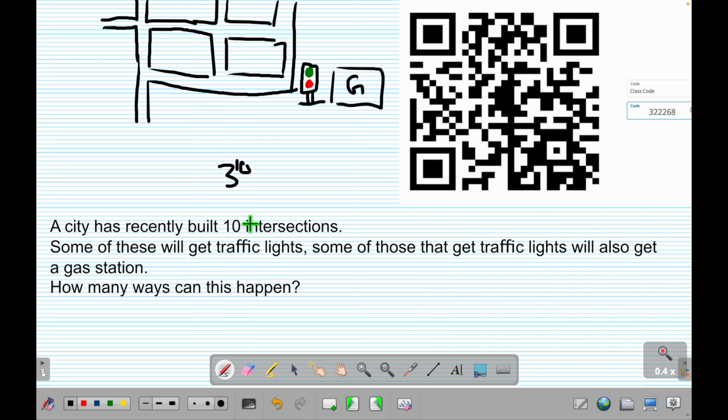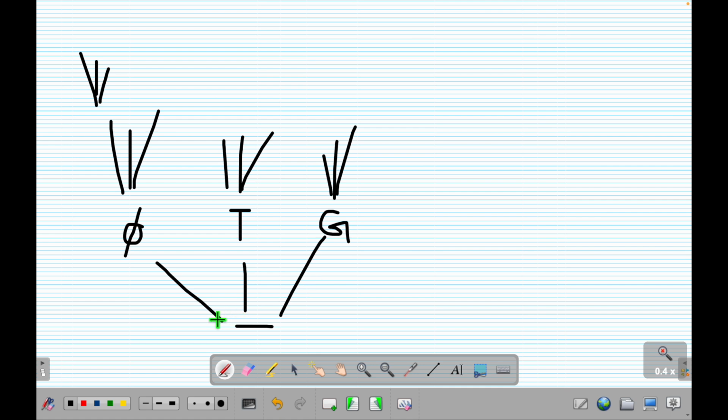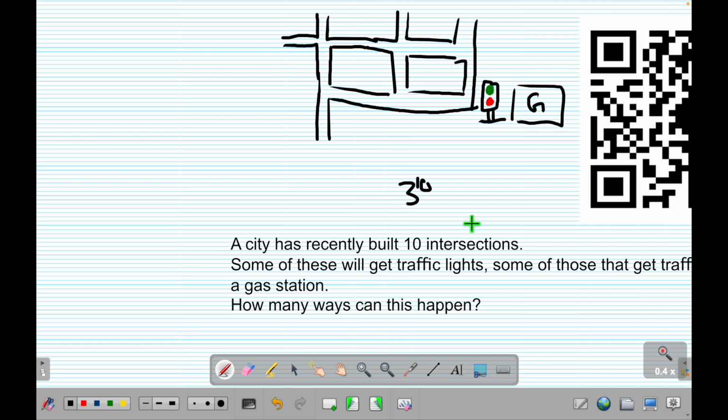Let me recap. You have 10 intersections. Imagine something that looks like this. Some have traffic light. Those with traffic light, some of them have a gas station. How many ways are possible? That means you can have nothing, only traffic light, or traffic light and gas station. So grow a tree in your brain, branch with 3 branches. Every time you move, it means you move from intersection 1 to intersection 2 to intersection 3. How many times do you move? 10 times. What is this? Cartesian product of these 3 sets 10 times. So that's why you have this.